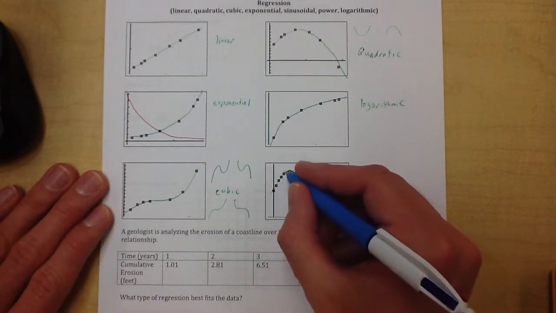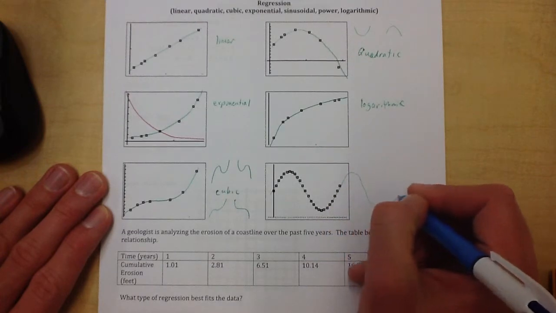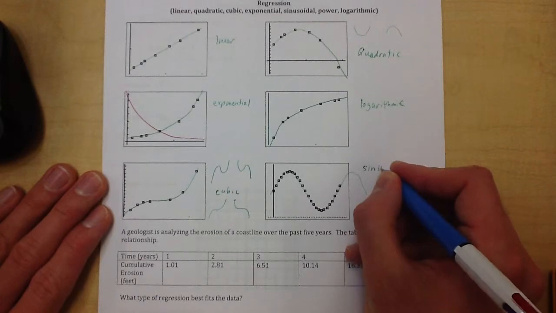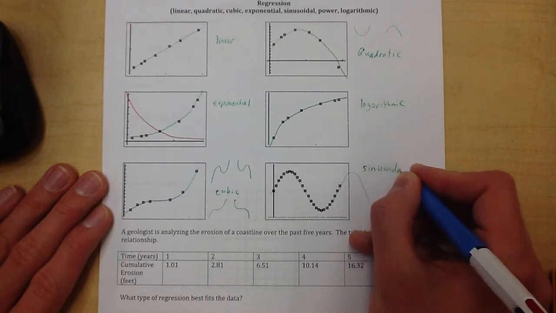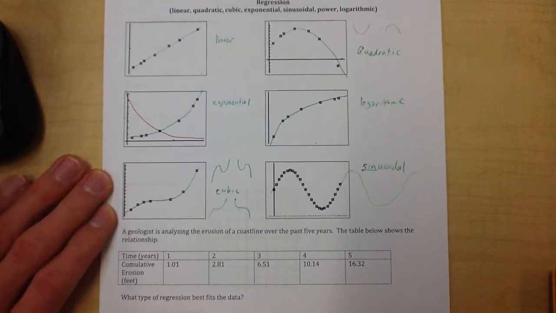This one is periodic, meaning if I was to continue this pattern, I could just keep this thing going, and oh my goodness, I just drew a sine graph. So this one is sinusoidal. There it is. Emphasis on the sine, not sin.